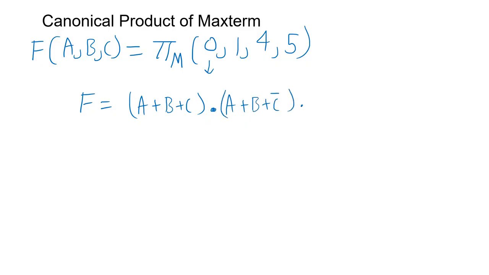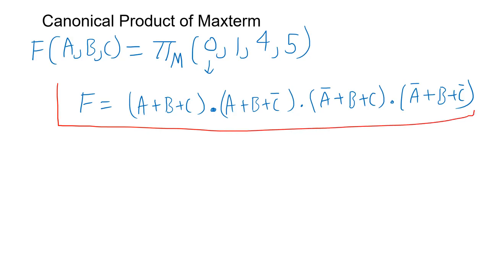Ready? Now what about 4? Yes, it's A bar plus B plus C. Now what about 5? 5 is 1, 0, 1, so it will become A bar plus B plus C bar, right? So this is your canonical product of sum. Getting everyone? Cool, right? Now let's move forward.